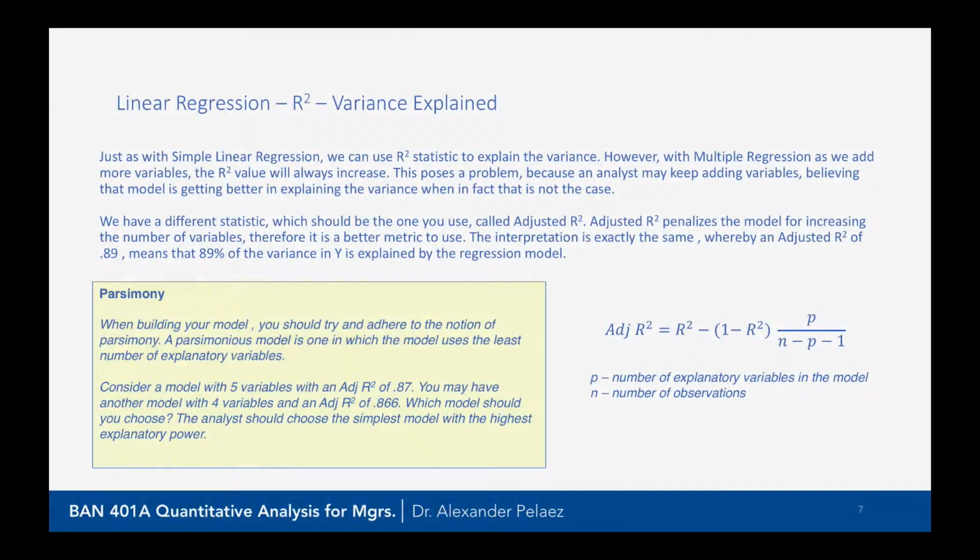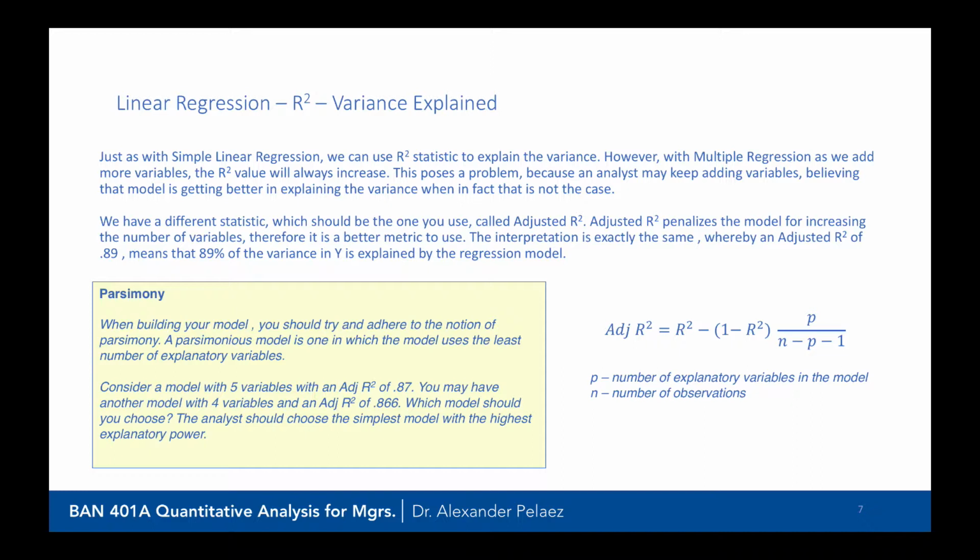Just as with simple linear regression, we use the R squared statistic to explain the variance. However, with multiple regression, we've added more variables. And as you add more variables, the R squared value will always increase. And this is a critical point. If you continue to add variables, your R squared will always increase because you're adding more ways to explain the variance, so it will never decrease. It can never get worse.